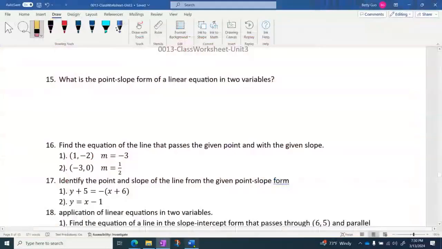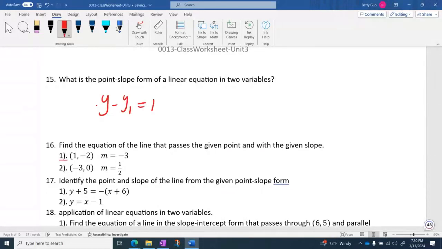Of course, the best way to understand that is to use it. Okay, let's use it. What's the point slope form of linear equation in two variables? It is this: y minus y1 equals m times x minus x1. Since the point slope form involves slopes, it does not apply to a vertical straight line. It has to be a non-vertical straight line.